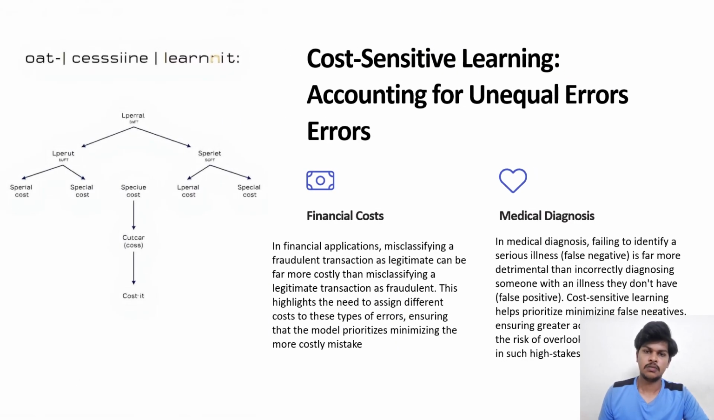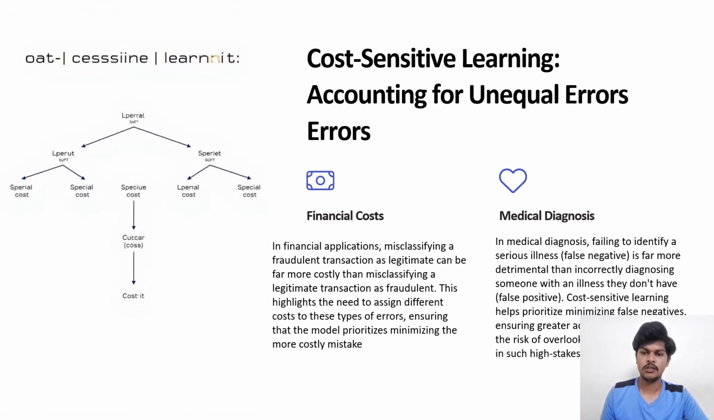Cost-sensitive learning accounts for unequal errors. In financial applications, misclassifying a fraudulent transaction as legitimate can be far more costly than misclassifying a legitimate transaction as fraudulent. This highlights the need to assign different costs to different types of error, ensuring that the model prioritizes minimizing the more costly mistakes.